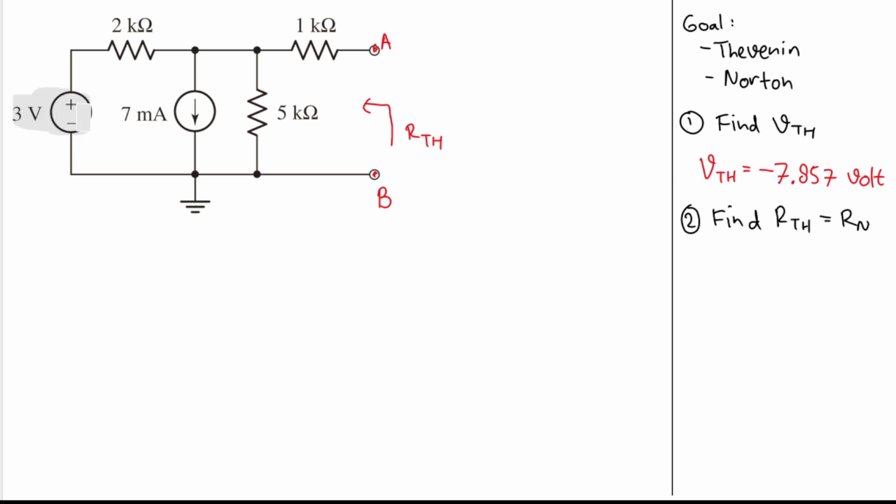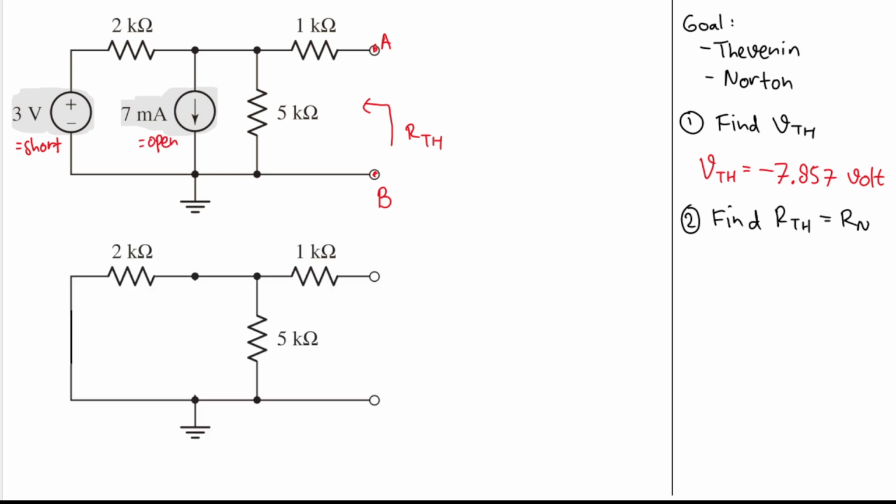So we need to turn off this 3-volt voltage source, and also we need to turn off this 7 milliampere current source. How to do that? We replace this voltage source by short circuit, and we replace this 7 milliampere by open circuit. Okay, let's do that. So here we have replaced this 3-volt voltage source with short circuit, and also we have replaced this 7 milliampere with open circuit. All that we need to do is to calculate RTH seen from this terminal here.